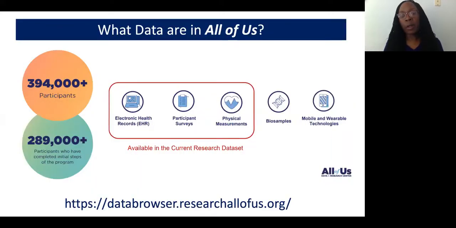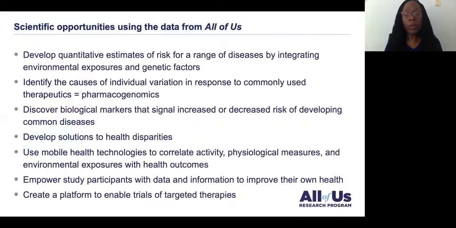So what data are in All of Us? Now we have over 400,000 participants, and we have electronic health record data, we have the participant surveys, and we have physical measurements. So that means that we have blood pressure measurements, weight, pulse, waist circumference, and then we have biosamples. We have DNA, as well as, we're going to be getting metabolomics, all sorts of biosamples, urine and blood. And so there are many scientific opportunities available within the All of Us data.